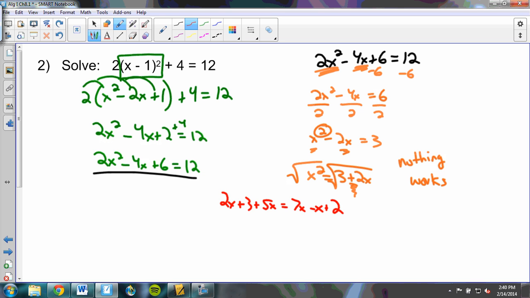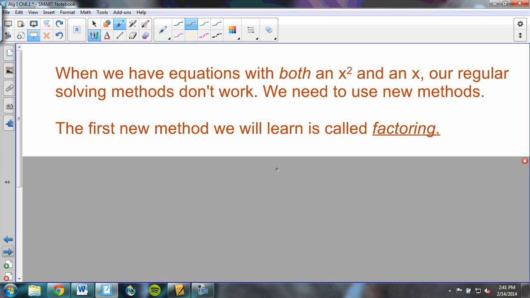And we could simplify, and we could combine our like terms and do it from there. But we can't combine these like terms because one's squared and one isn't. So we need some new methods for solving. Our old algebra methods don't work. When we have an equation with both an x squared and an x, our regular old algebra methods don't work anymore. We need new methods.